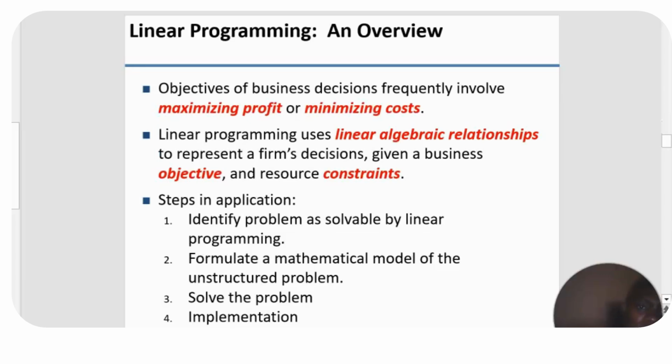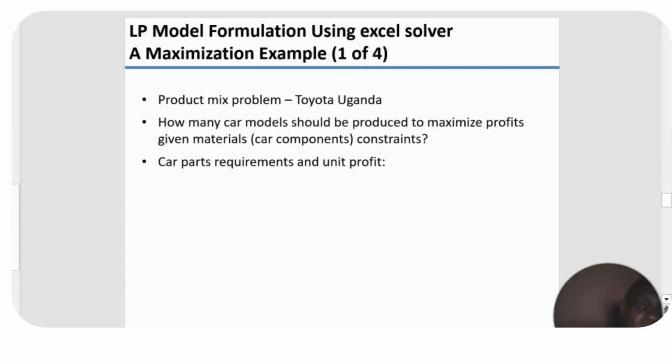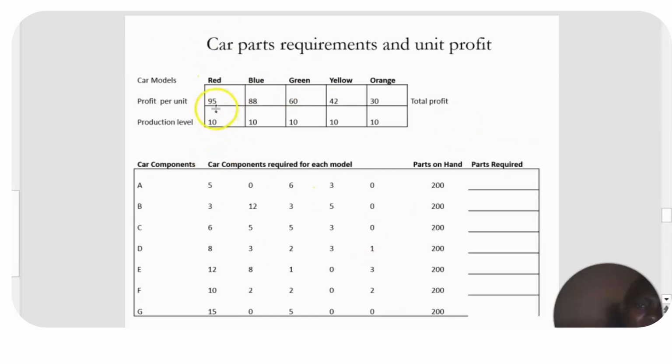So with solver, you start by identifying the problem at hand, and in most cases that problem is solvable by linear programming. Everything has to be linearly aligned to each other so that we can find the optimal solution. You're going to see how that works. What we mean by linearly aligned to each other, let's look at this. When you look at this example here, the red cars are linearly aligned to their car components. The blue cars are linearly aligned to their components. The green car models are linearly aligned to their car components. When you look at yellow, it is the same thing. Orange, it is the same thing. Okay, so this is what we mean by linear programming.